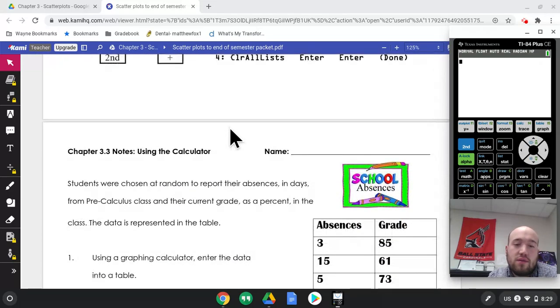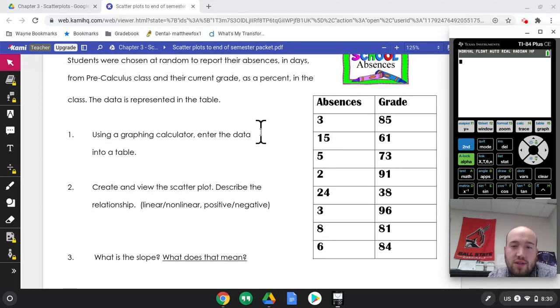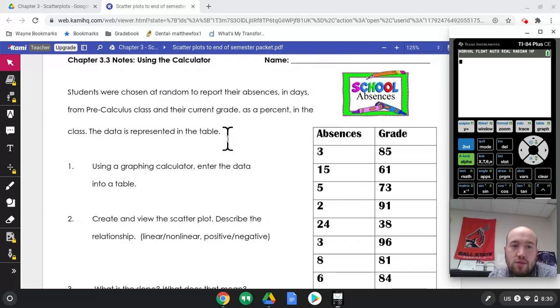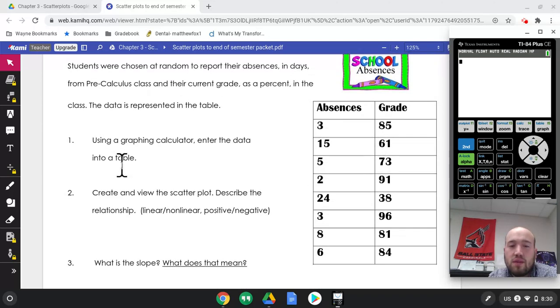Now, today we're going to use our calculator and also the information given to us here, this data set, to do some calculations. It says students were chosen at random to report their absences in days from pre-calculus class and their current grade as a percent in the class. The data is represented in the table. So right here, number one, using the graphing calculator, enter the data into the table.